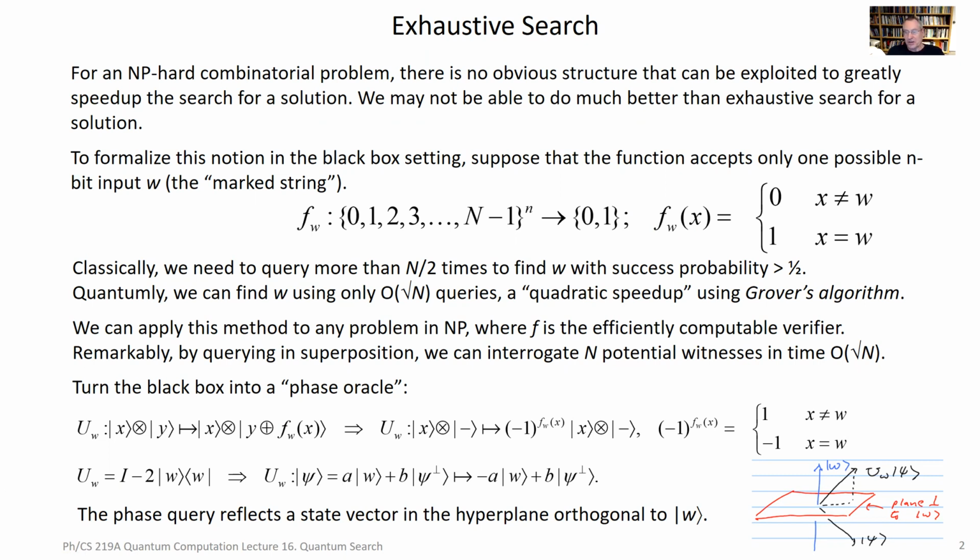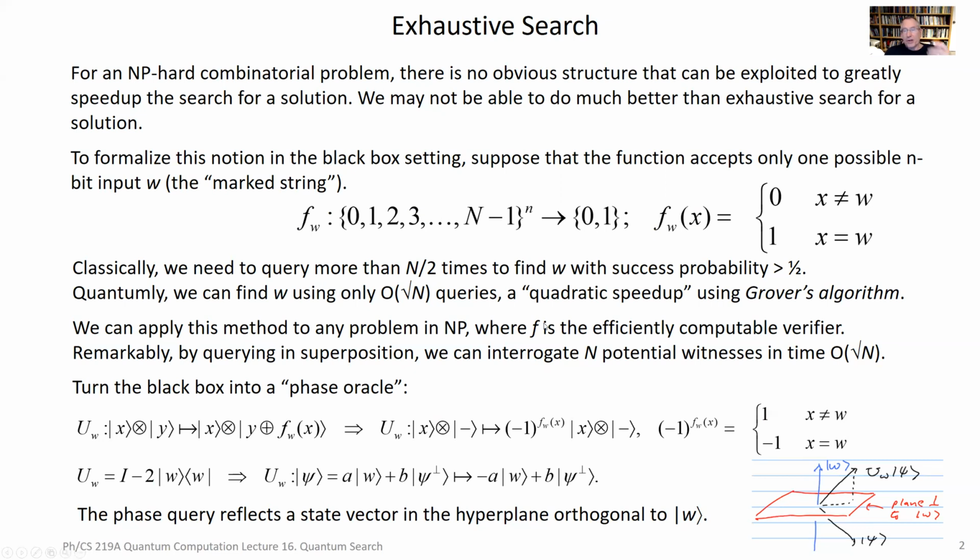Anyway, hence the confusion. But what I mean here by f sub W of x is a function which rejects every input except for the string W. It gives 0 for any x not equal to W. For W, it gives 1.